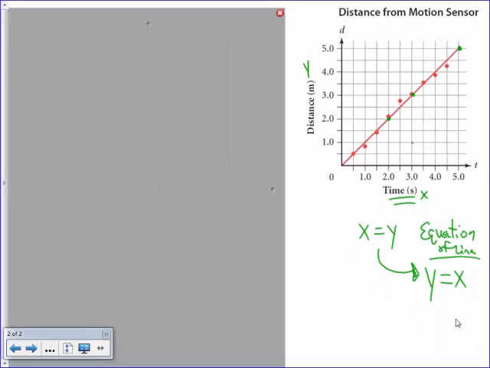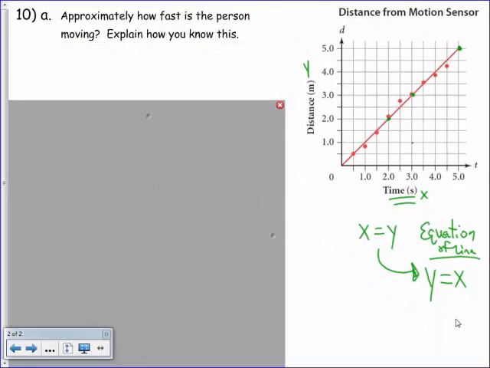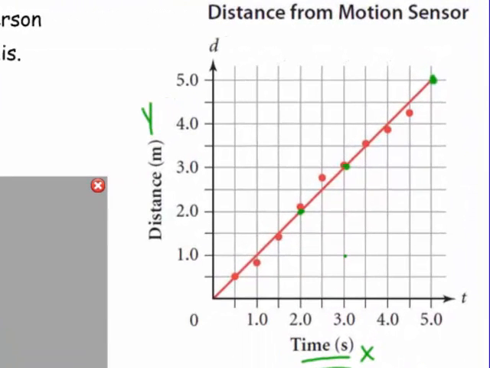So let's answer some questions from here. So first one, approximately how fast is the person moving? Explain how you know this. So approximately, that's why they drew this line in. This line kind of fits the data, right? So we don't know exactly how fast they're moving. I could probably calculate it if I used all this data, but I drew this nice red line in because it's kind of an approximate of the dots.